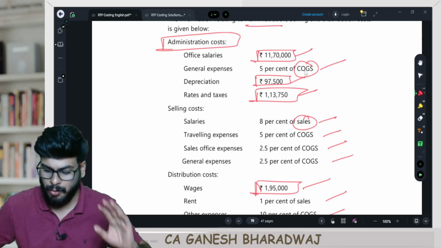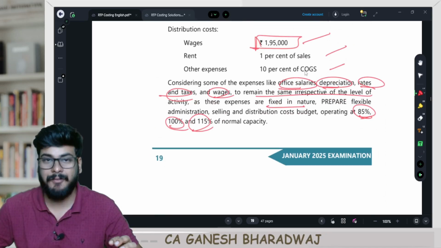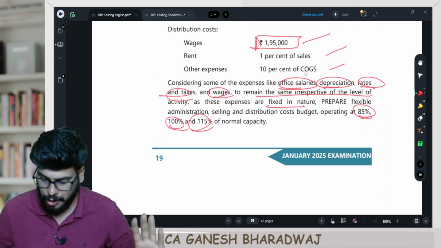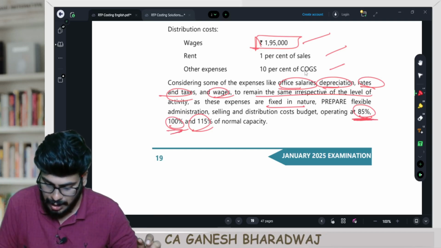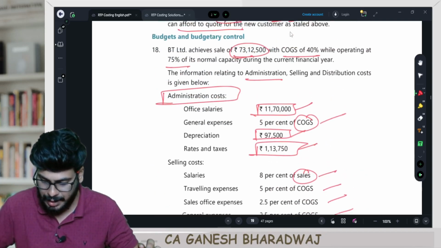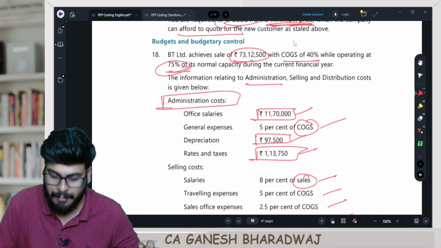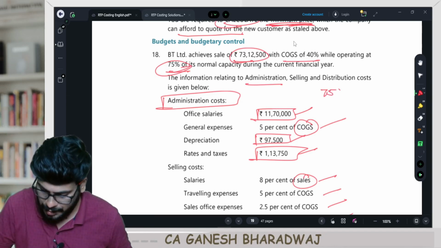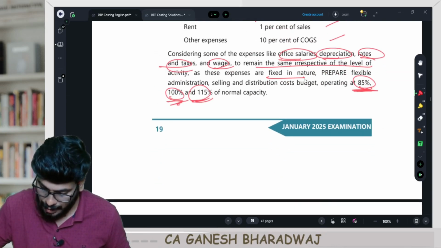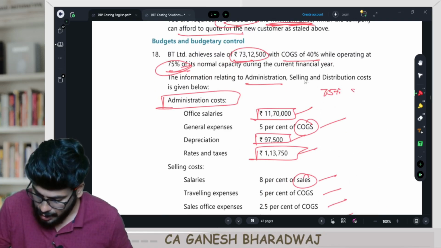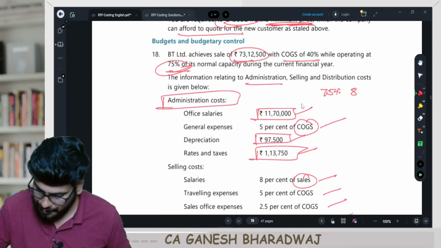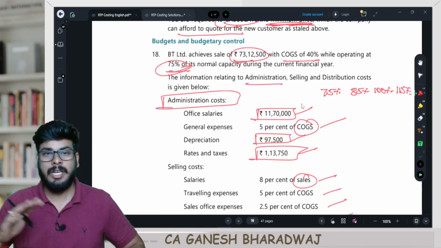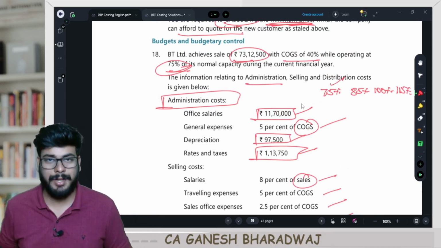Now, what we need to do is very, very simple. We need to prepare a flexible budget, the admin and selling distribution cost budget alone, at 85%, 100% and 115% capacity level. Right now, we are operating at 75% capacity level. They have asked for 3 other capacity levels: 85%, 100% and 115%. So 4 capacity levels, out of which 1 is given.